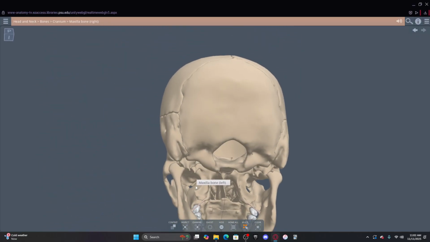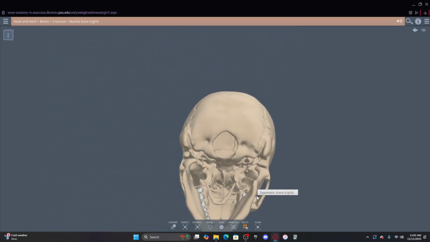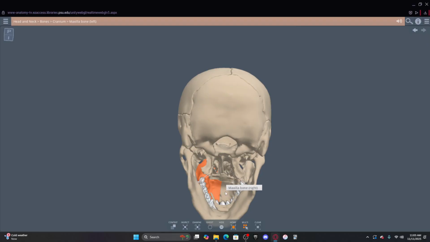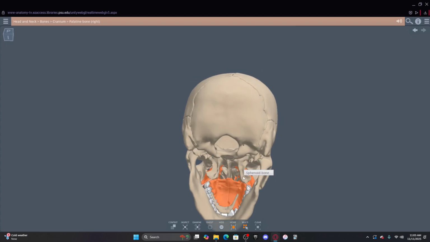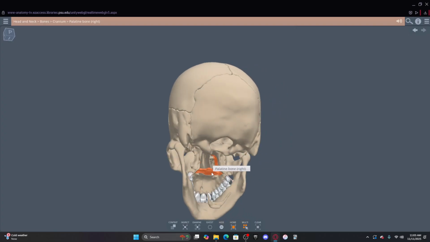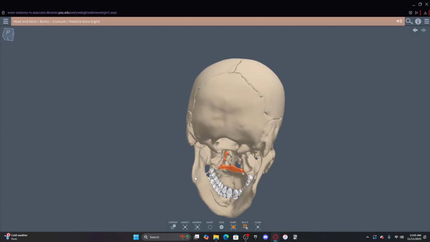And then we have one other bone that we need to go over, right? The palatine bone. Remember we said that the anterior portion of the roof of the mouth is comprised of the maxilla, but the posterior portion, the hard palate, is comprised of the palatine bone. Palatine bone, right? And the palatine bone looks like an L, right? So palatine bone.